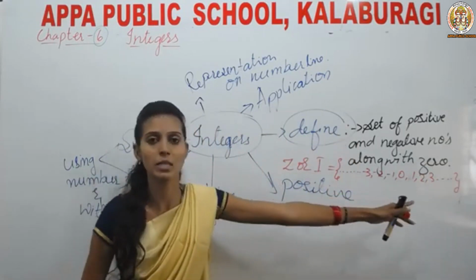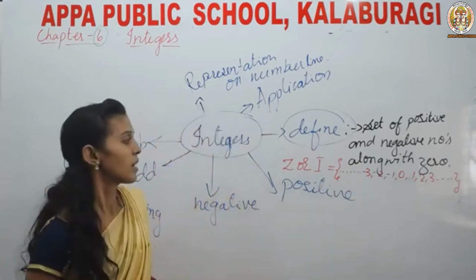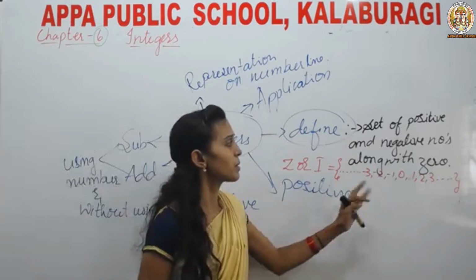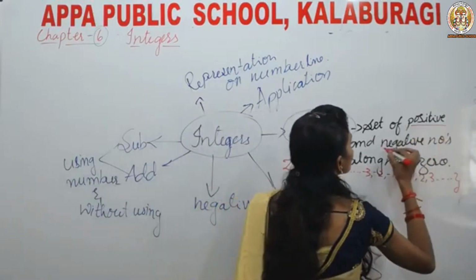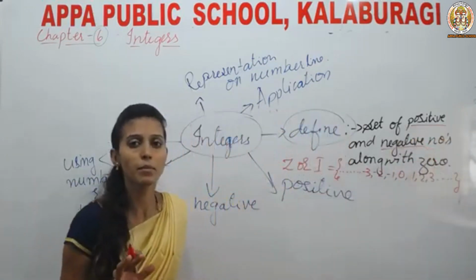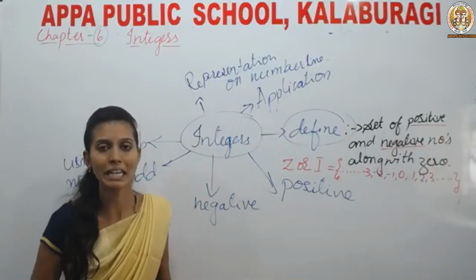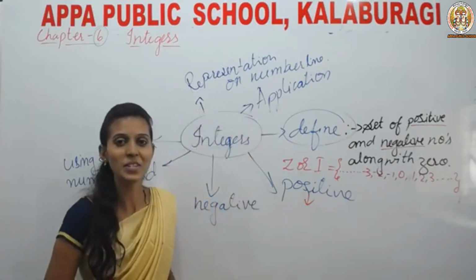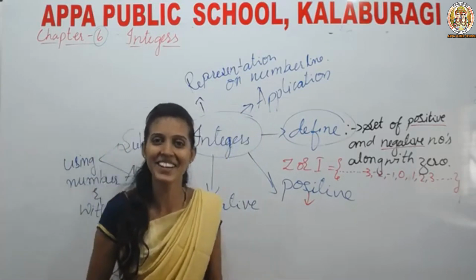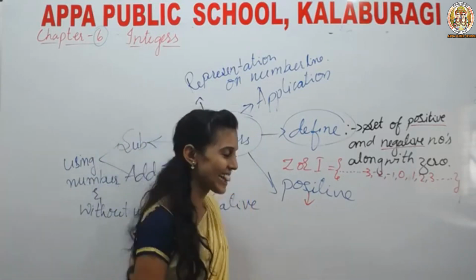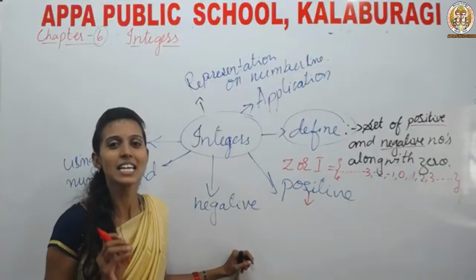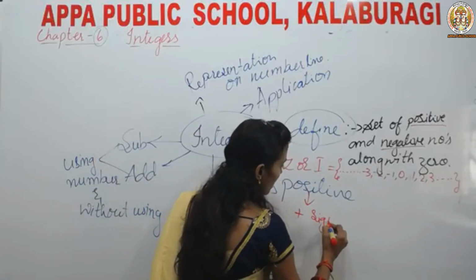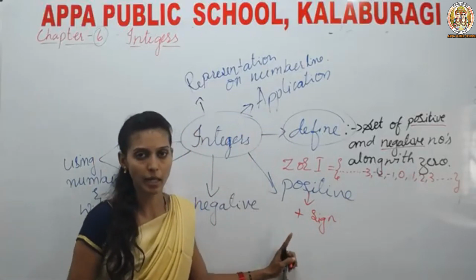I think it is visible clearly. Fine. Then see here, what is meant by positive integer? What is meant by negative integer? Positive numbers and negative numbers. What is meant by positive? Don't say corona positive and corona negative. Positive in the sense the number which has the plus sign. The number with the plus sign is a positive integer.